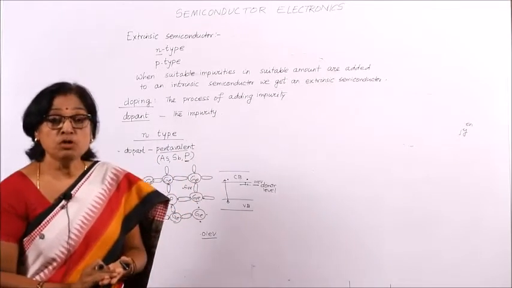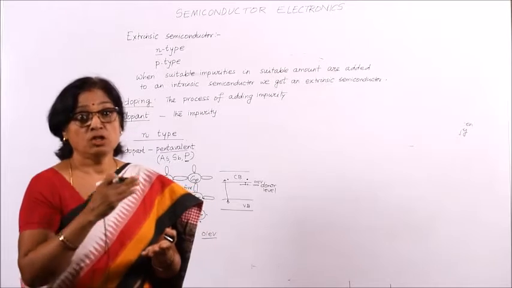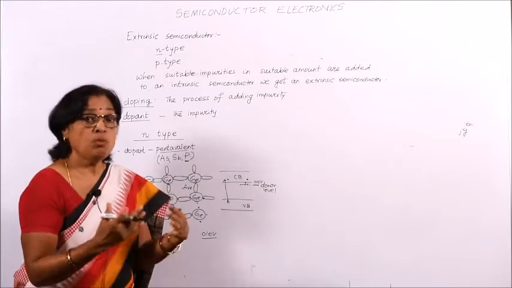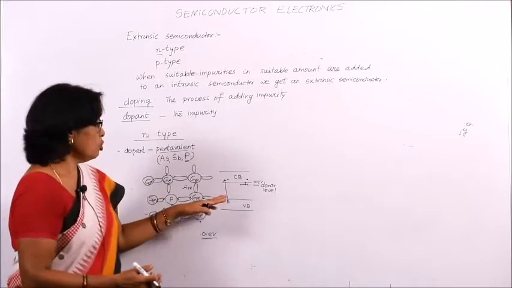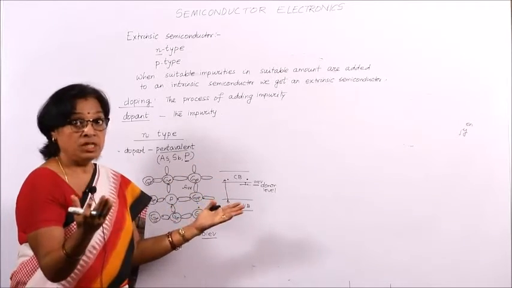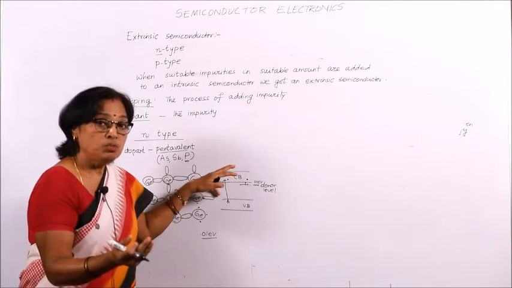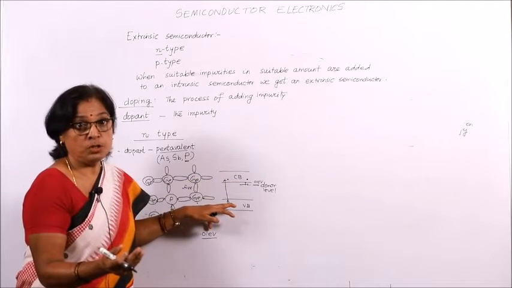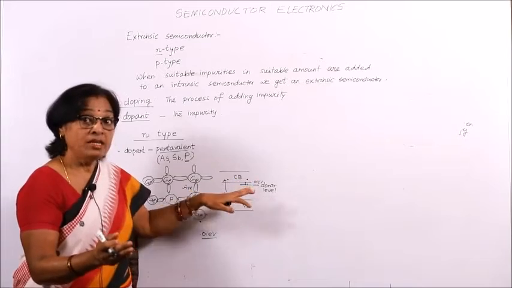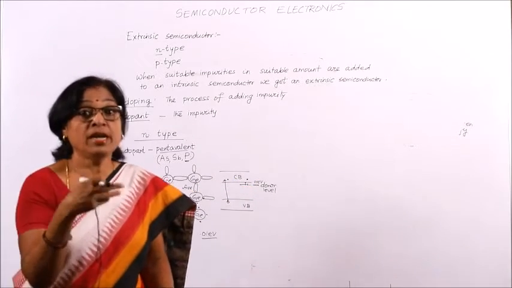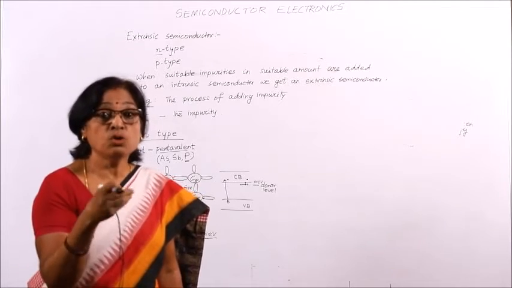How are electrons produced? One, by thermal generation, by thermal breakage of covalent bonds. Covalent bonds are breaking all the time as temperature increases. So due to thermal generation, an electron is produced and a hole is also produced. In addition to that, each of these impurity atoms donates an electron. That is why they are called donor atoms.